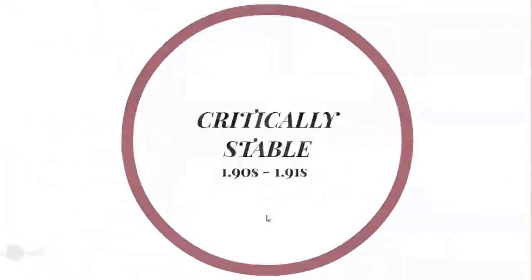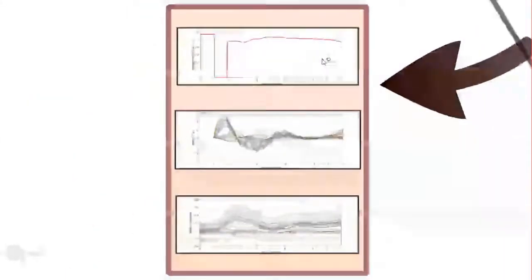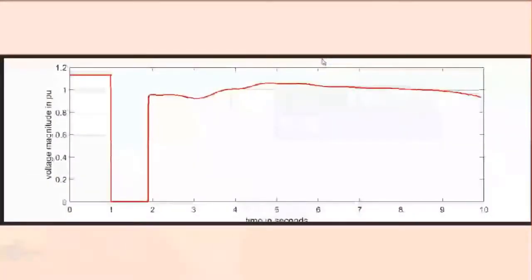Next is the critically stable case, where the clearing time duration is from 1.90 seconds to 1.91 seconds. For the voltage magnitude graph, the voltage magnitude at the fault bus sags down as the time increases. As you can see, the line graph sags down as the time is increasing.